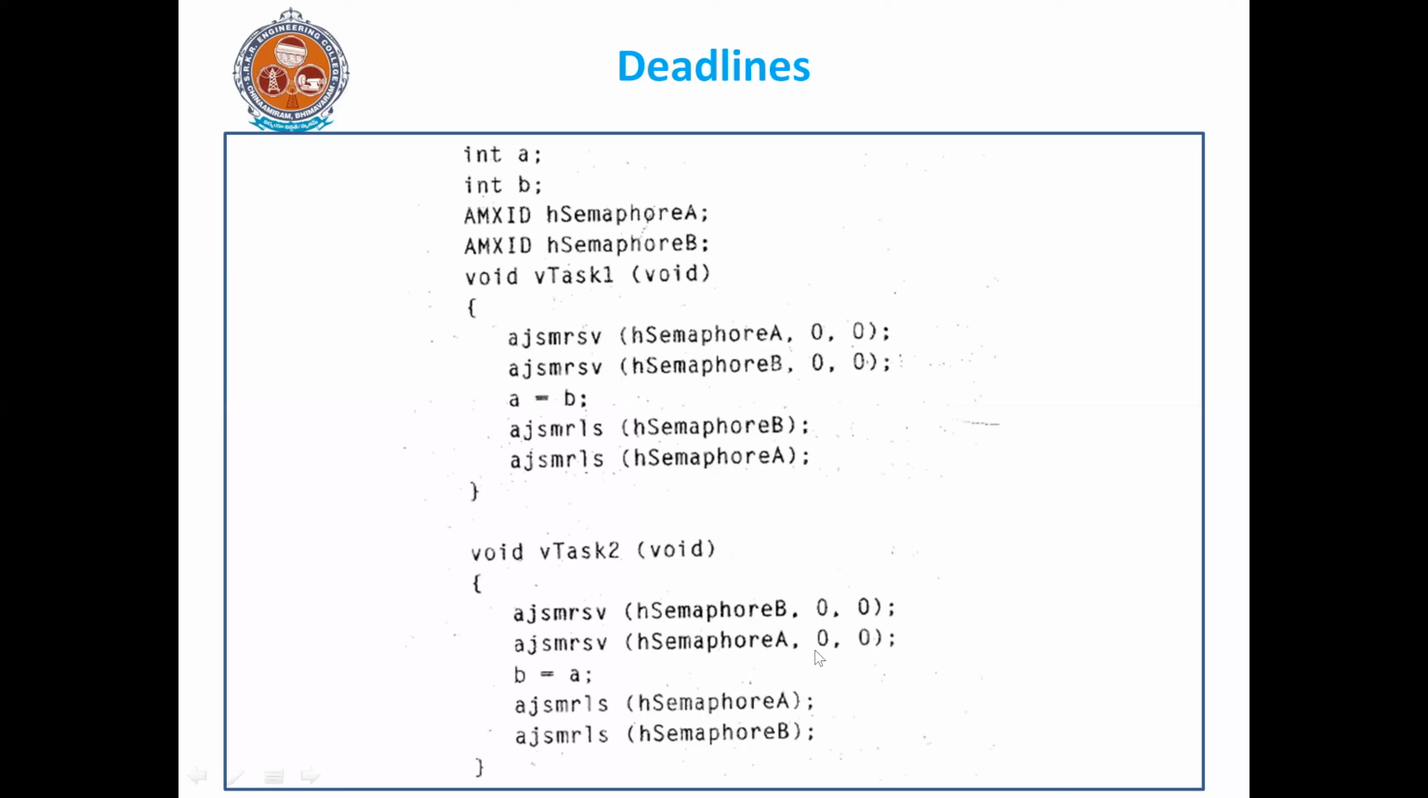So both are waiting in a circular way. This task is holding A and waiting for B, and this task is holding B and waiting for A. This is called the deadly embrace. It is like a deadlock, a circular wait. Both will be waiting and both will never be unblocked. So here you will definitely get the problem of missing deadlines.